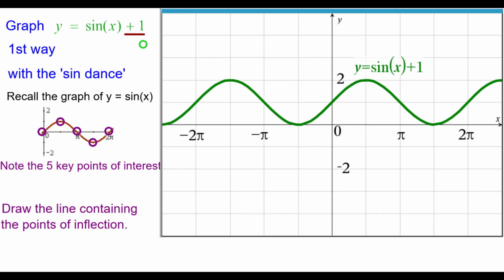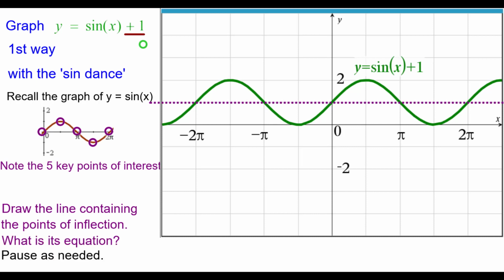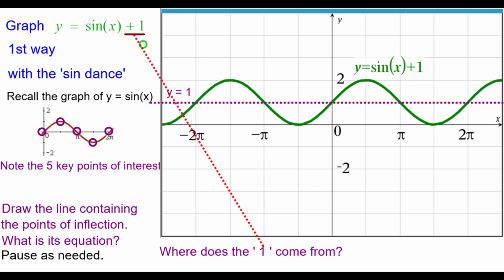Draw the line containing the points of inflection. That would be this line here. And what is its equation? Pause if needed to answer that. The equation is y equals 1. You might want to know, where does that 1 come from? And you can see it comes from that parameter right there.